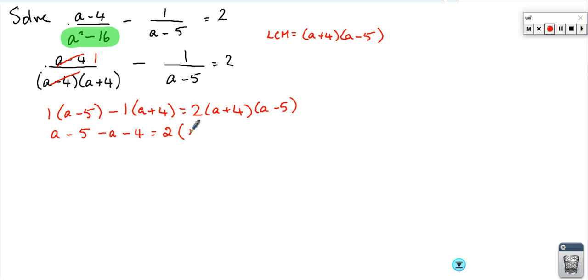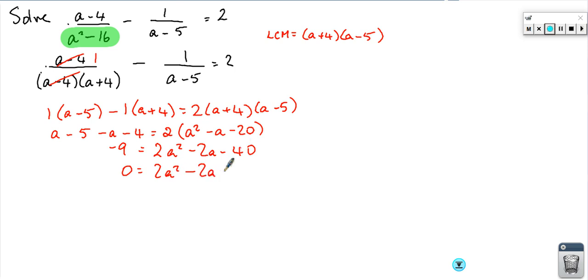I'm going to open up these two brackets first. So I have a squared plus 4 minus 5 minus 1, 4 times minus 5 minus 20. A minus a cancels out, so this is minus 9 is equal to 2a squared minus 2a minus 40. Minus 9 to the other side of the equation, so I get 0 equals 2a squared minus 2a minus 40 plus 9, minus 31. Now, as we can see, this time our equation doesn't factorize, but it can be solved.